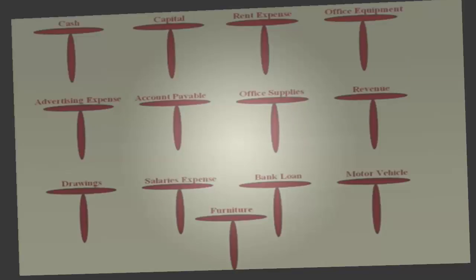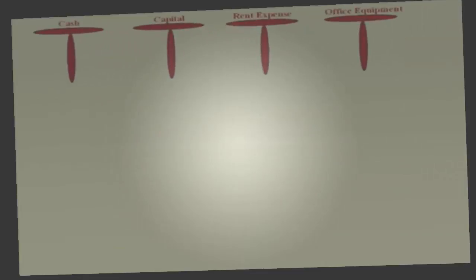Are you done? Here are the answers. Okay, let's take the first group: cash, capital, rent expense, office equipment.